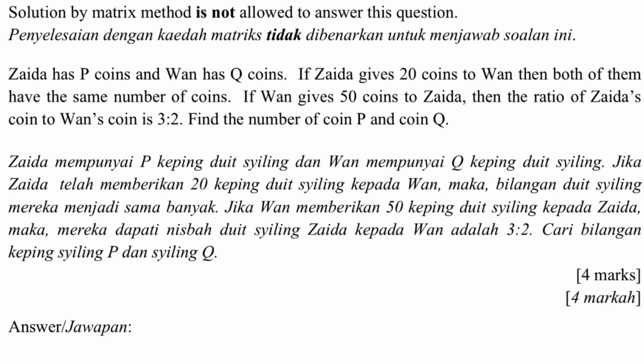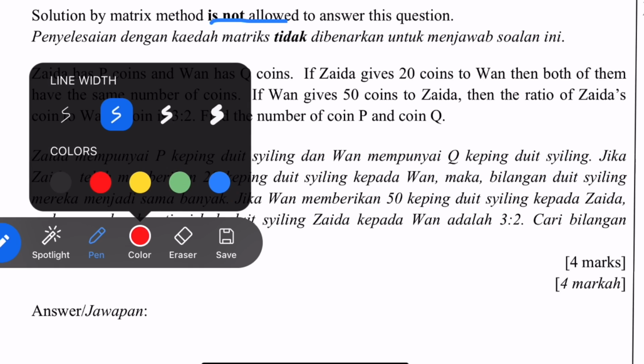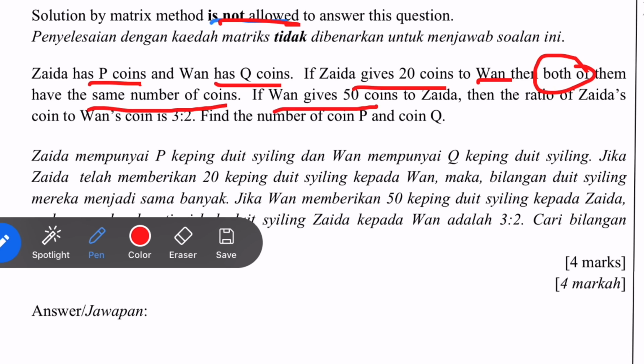Now let's see the question. Zaida has P coins and Wan has Q coins. For this question, you cannot use the matrix method; you must use simultaneous equations. If Zaida gives 20 coins to Wan, then both of them have the same number of coins. If Wan gives 50 coins to Zaida, then the ratio of Zaida's coins to Wan's coins is 3:2. Find the number of coins P and Q.